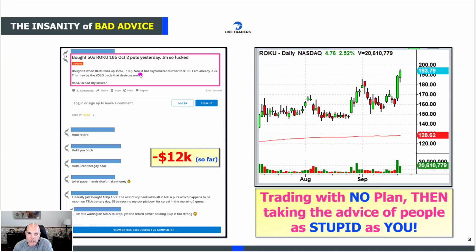It's bad enough when you trade with no trading plan, all right? That's bad. But when you trade with no plan and then you take the advice of people just as dumb as you are, that's really bad. That's like dumb and dumber, but only being one of them and then eliciting the help from the other guy next to you, okay? So it looks like Roku's in the 192 range.